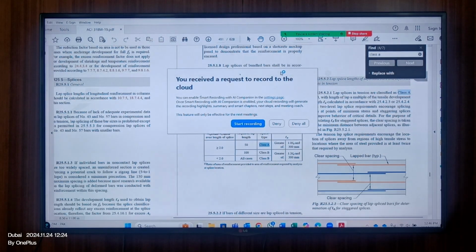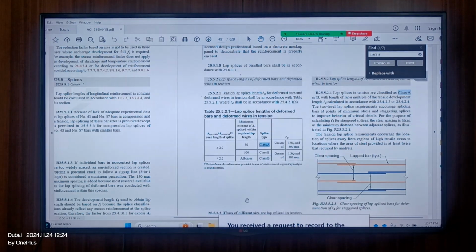So the ratio between As provided and As required is always less than 2. No one is going to provide greater than 2 first of all. Might be 10%, 20% extra, or 30% extra, or 50% extra, or maybe 100% extra, but no one is going to provide greater than 2 times of As required. So it will always be in the second class. Can you see class A and class B? In less than 2, class A is not applicable at all. It is only class B. Can you see here? Only class B.